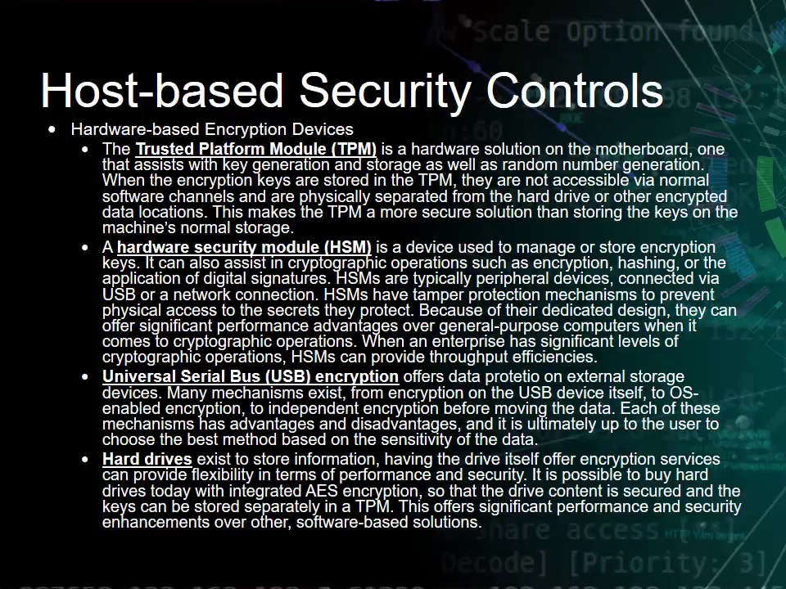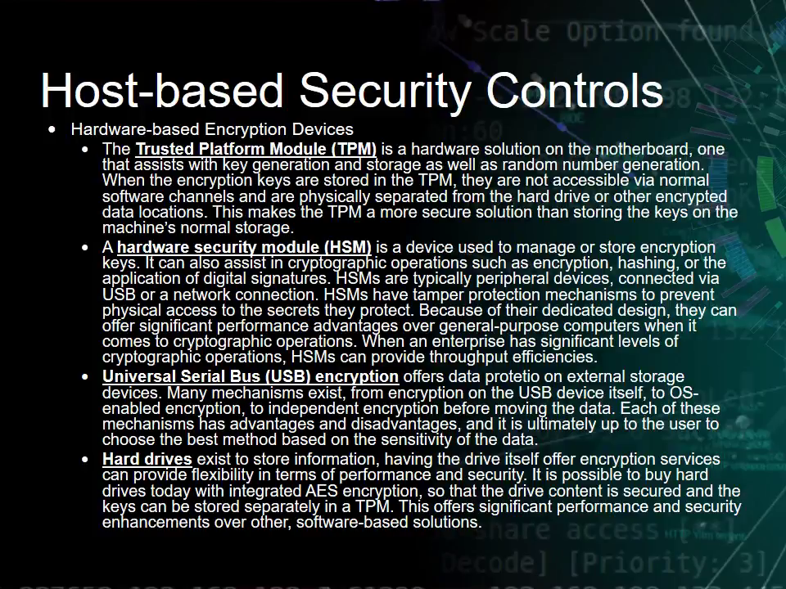This makes the TPM a more secure solution than storing keys on the device's normal storage or on something like a thumb drive. So, for example, BitLocker could use the TPM to store the key for the hard drive encryption, or BitLocker can save the key onto a USB device, preferably the TPM.